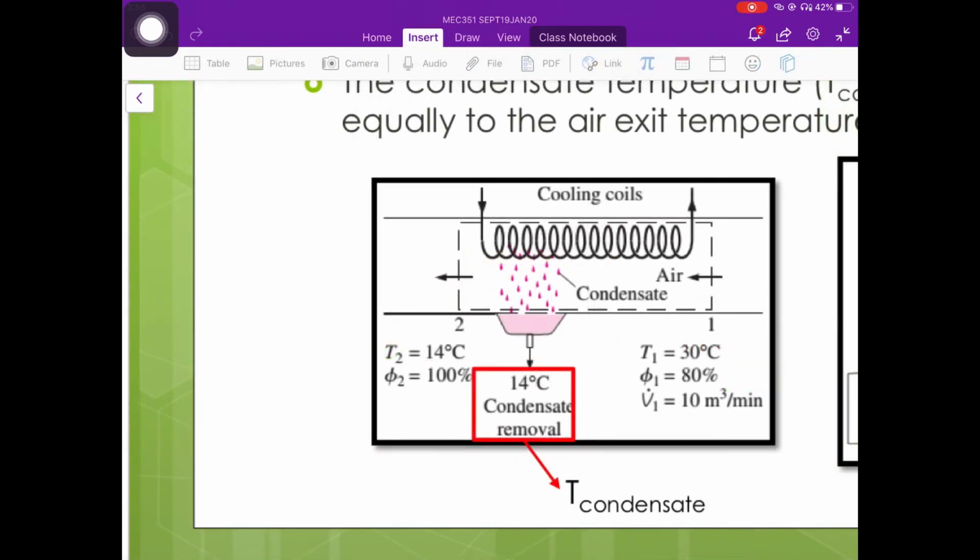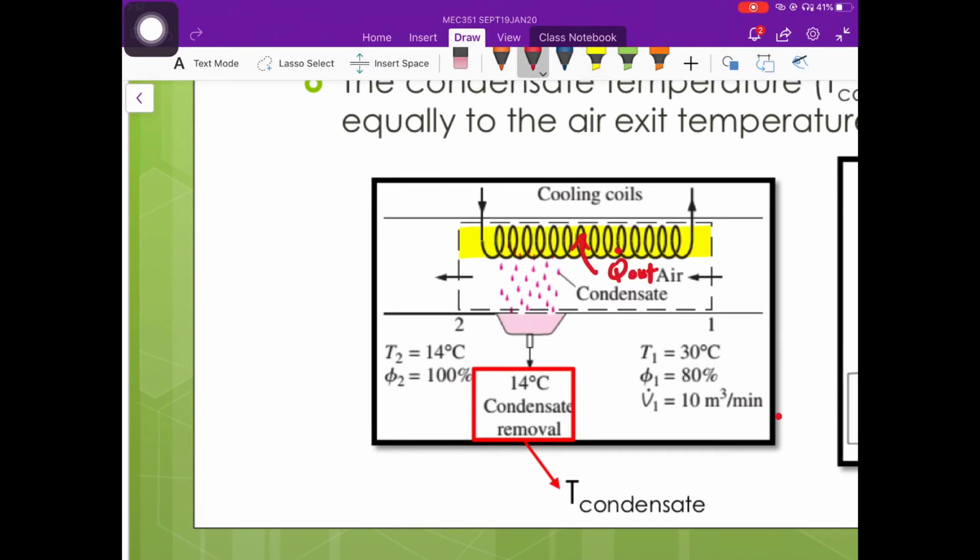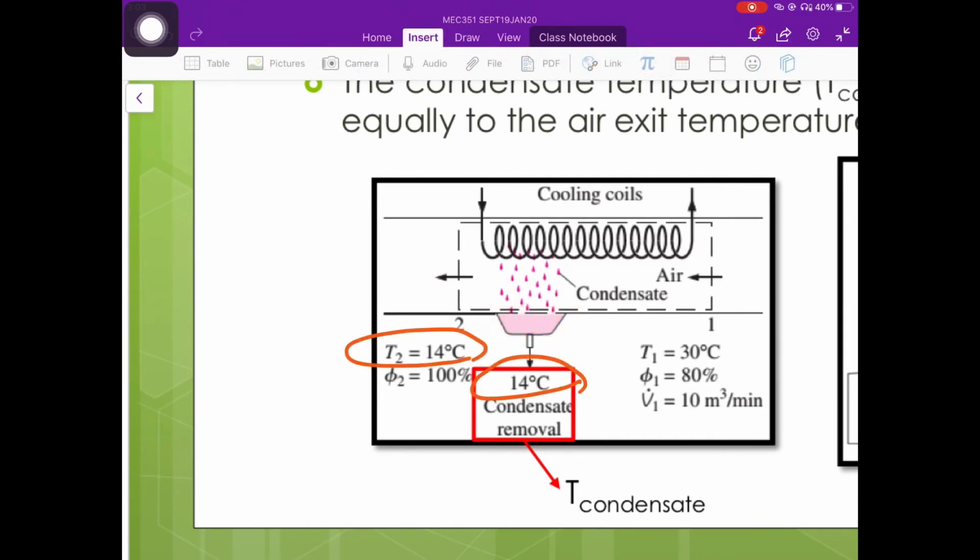This will be the schematic diagram for cooling and dehumidification. There will be cooling coils which are going to absorb the heat from our channel. As the air passes through the cooling coil, at some portion the air will start to condense. The condensation water will drop into the condensate pan. It will then be removed from our system. Note that the value for the condensate water temperature is the same as the temperature of the air leaving our channel.